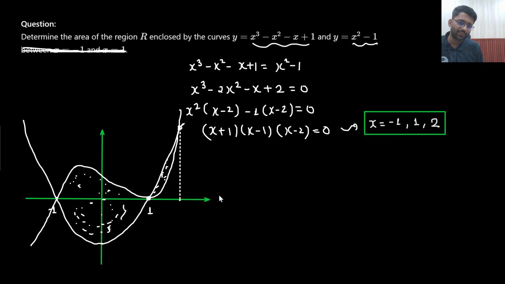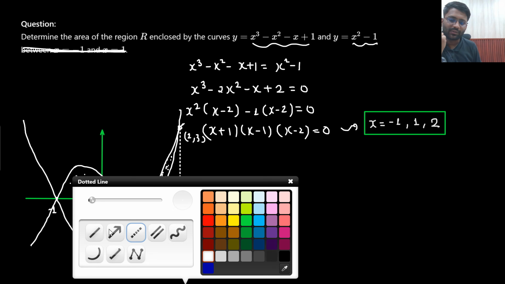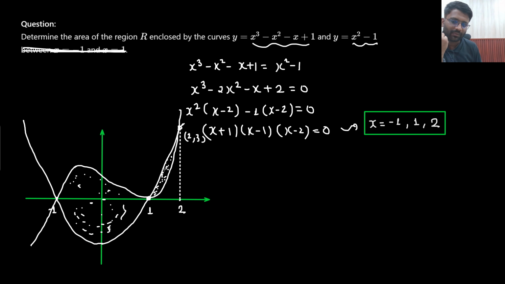But this is your x equals 2. At x equals 2, what value are you getting? You are getting the value 3. So you can take the horizontal strip or the vertical strip, it doesn't matter. At both places the definition is not changing. So let's take the vertical strip only. Okay, so what is this area?